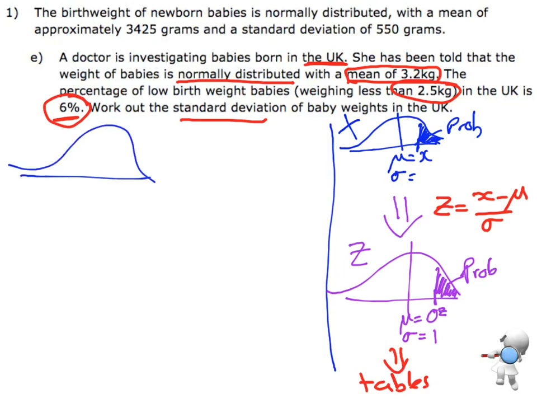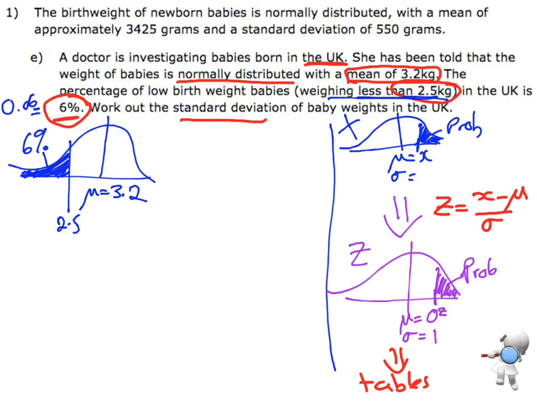We know we've got a normal distribution and that it's got a mean of 3.2 kg. I'm going to do that as 3,200 grams. Let's write it as 3.2. Then I know I've been told that babies that weigh less than 2.5 kilos, so on my number line, there's my 2.5 kilos, and I'm going to shade in the area less than that. I'm told that area is 6%. If I turn that into a decimal, it is 0.06.